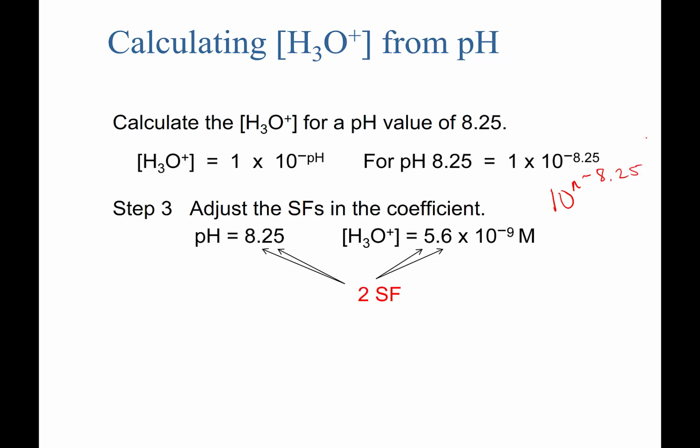When you do that, I'll do that on my calculator. I got a number which is 5.6234113, and it goes on to the negative 9th. But since 8.25 has 2 decimal places, that means I need 2 significant figures. So I call it 5.6 times 10 to the negative 9th.